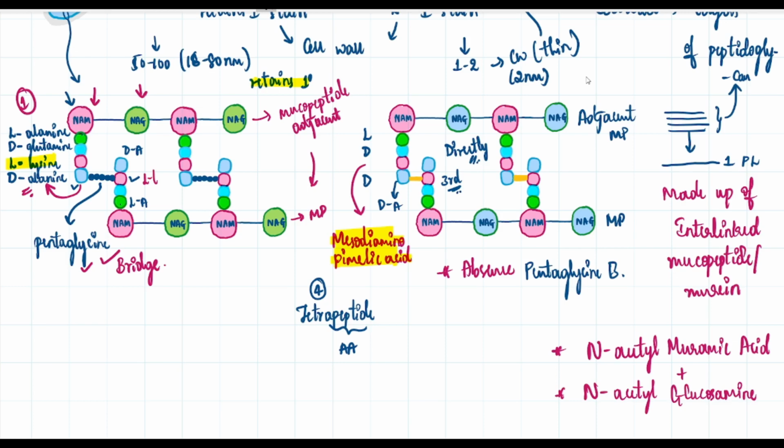The only difference between gram-positive and gram-negative bacteria is, all are the same, but there is variation in the third amino acid. Here it is L-lysine, here it is meso-diaminopimelic acid. And here there is a pentaglycine bridge between the third and terminal amino acid. Here there is absence of the pentaglycine bridge. Instead, they are attached directly. Okay. So this is the difference.